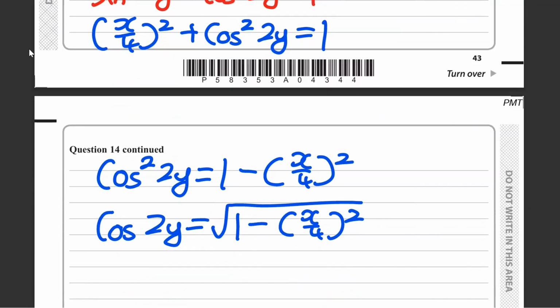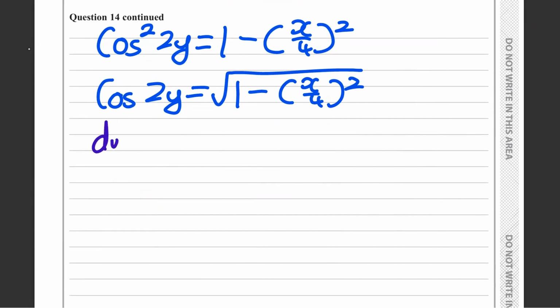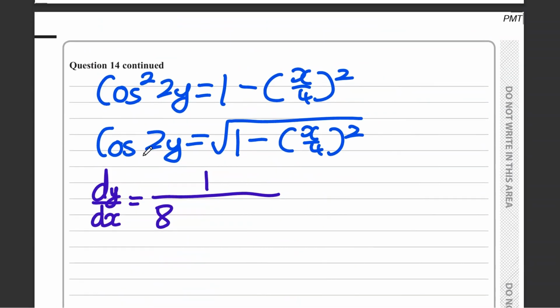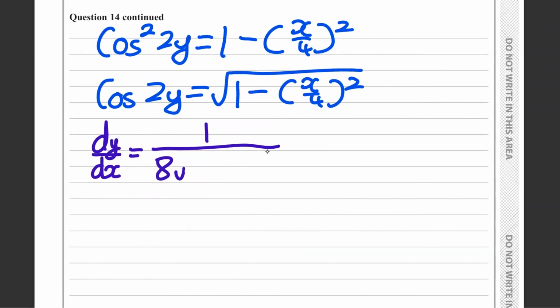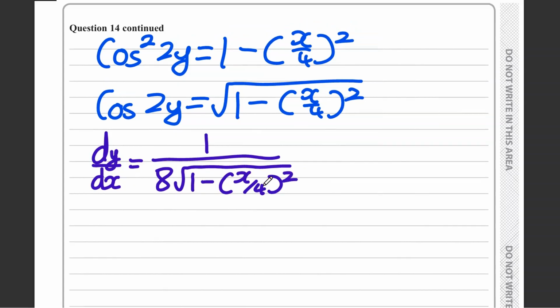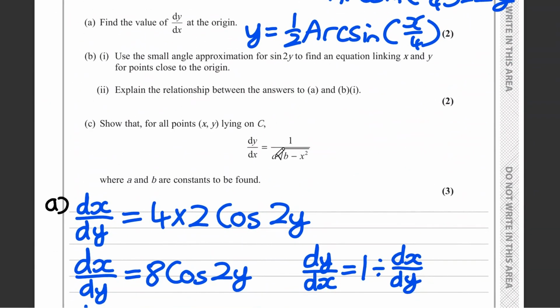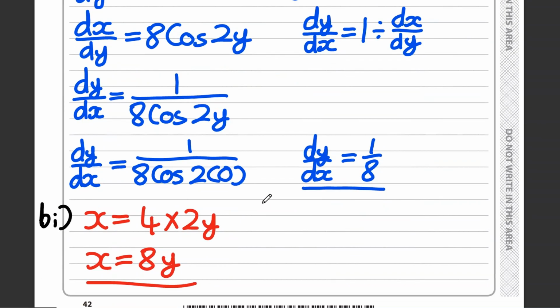So if we do this, dy over dx is equal to 1 over 8, and then instead of this cos 2y, it's going to be this square root of 1 minus (x over 4) squared. And we have dy over dx in terms of x. Now we need to write it in this format, where in the denominator we have a times the square root of b minus x squared.